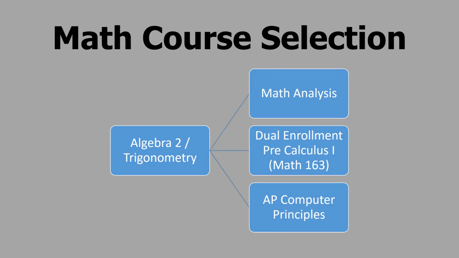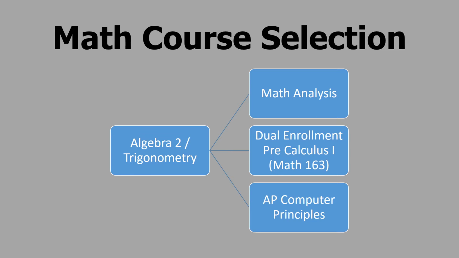Our students who are currently in Algebra 2 Trigonometry have some options for their math course in the 10th grade year. Most students will move on to math analysis, which is, in a sense, pre-calculus, and then prepare to take calculus in their junior year here at Kempsville or at Tidewater Community College. But math analysis is the next logical course in the sequence for students.